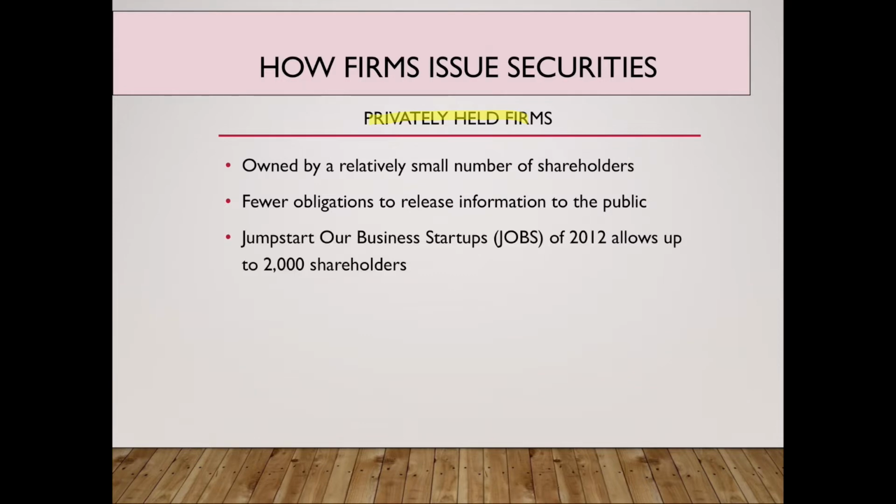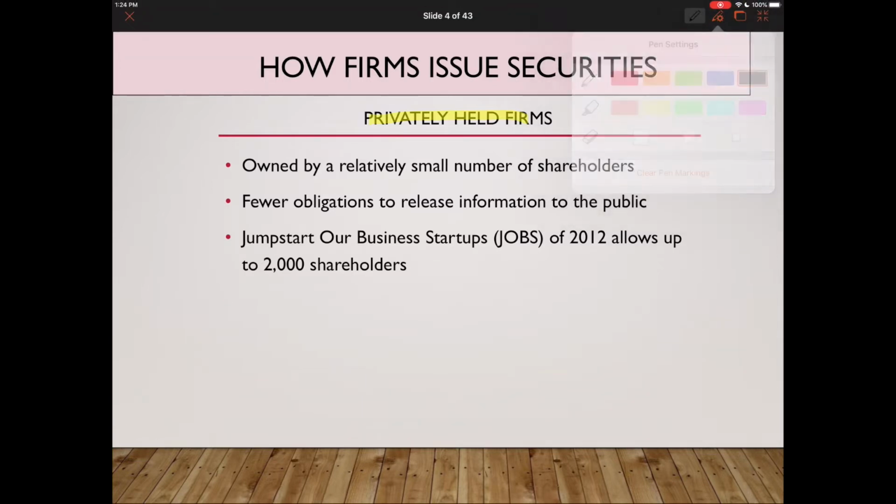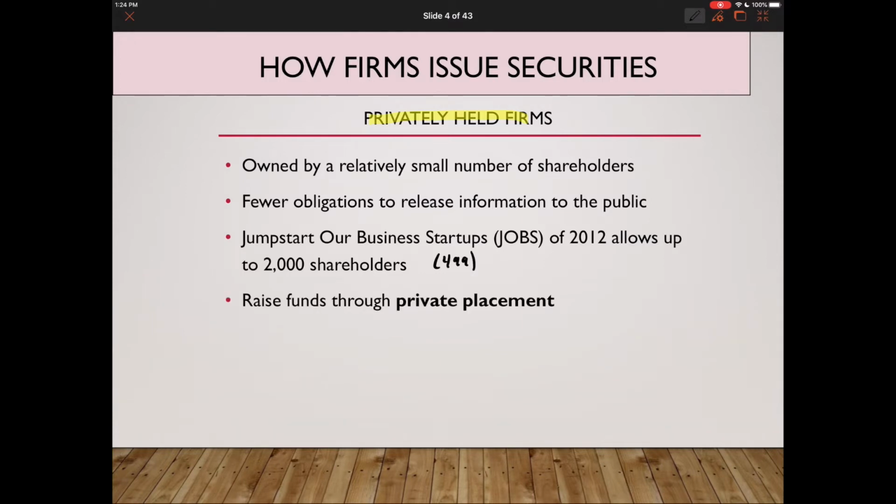In 2012, the Jumpstart Our Business Startups Act was put into effect, and what this did was increase the number of shareholders that these privately held firms could have, up to 2,000 shareholders. It was up to 499 shareholders, and these privately held firms raise funds through private placement. And just real quickly before we go into this private placement discussion, this was key in 2012: the Jumpstart Our Business Startups Act, allowing you to look at investors all the way from 499 to quadruple that, up to 2,000 shareholders, provides much more access to capital for these privately held firms.